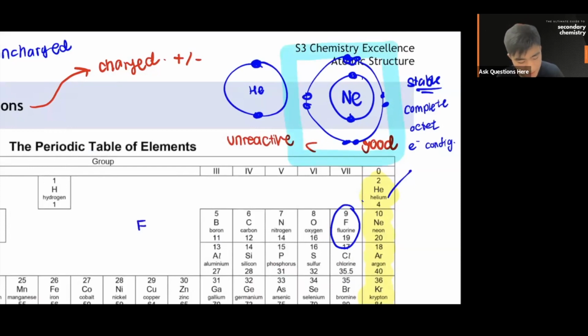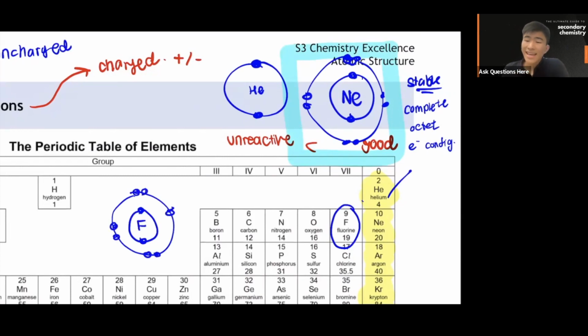So how does the element look like? It looks something like this. 1, 2, 3, 4, 5, 6, 7, 8, 9. This is how the element of fluorine looks like, right? So what do you notice about this? In the valence shell, remember valence is what? Outermost shell, right? In the valence shell, there is a lack of 1 electron to fill up the empty car park lot. You see over here that there's 1 empty car park lot. No electron here.